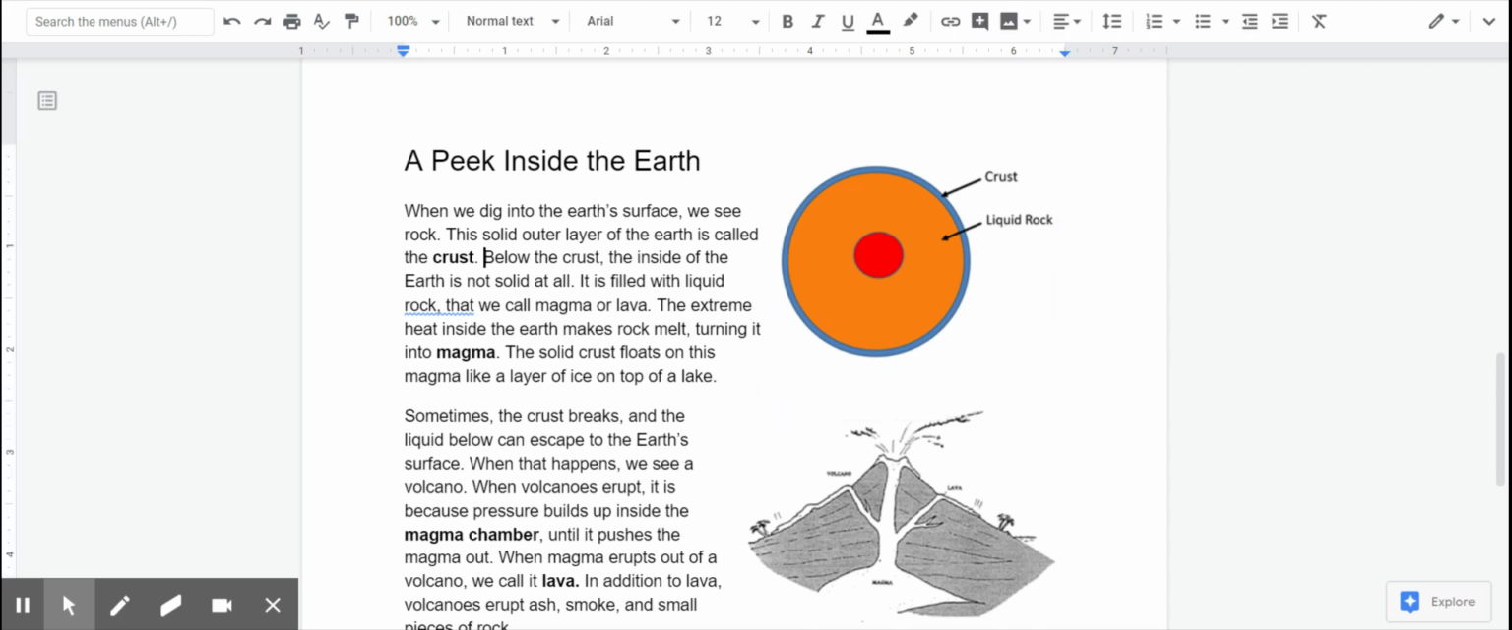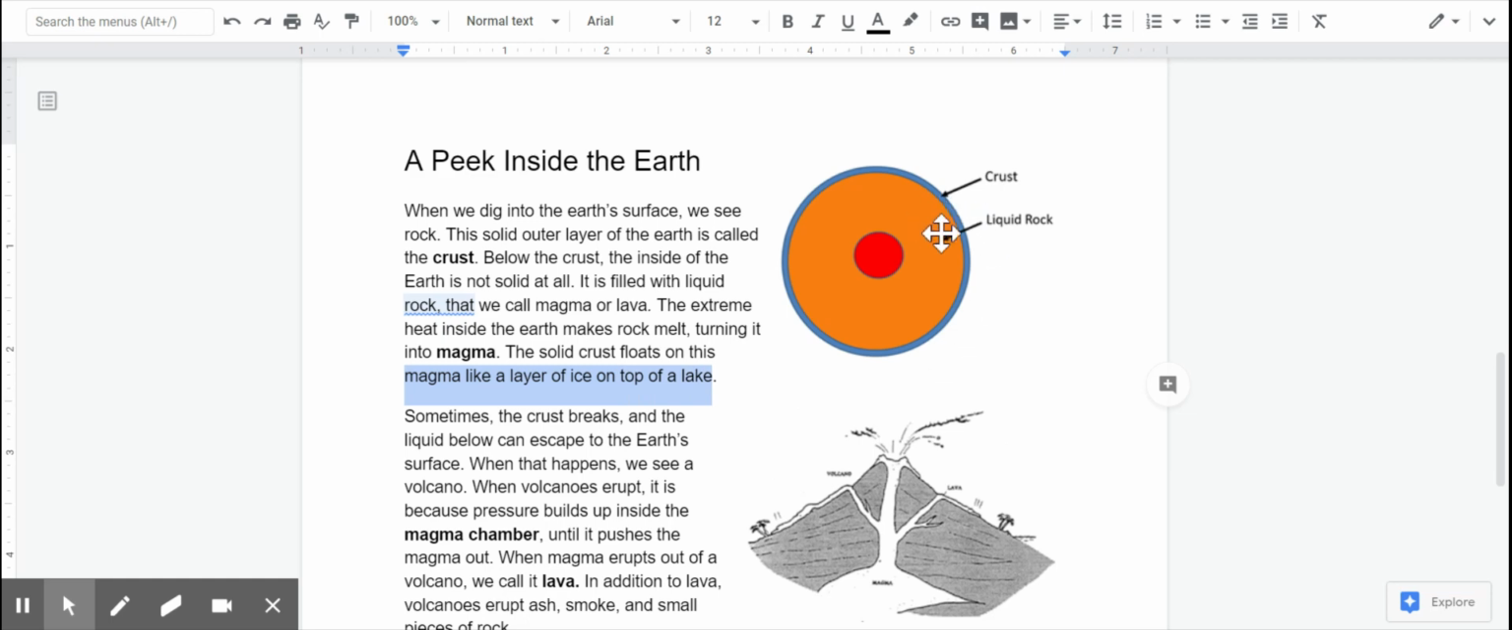Here we go. Below the crust, so if I kept digging, the inside of the earth is not solid at all. It is filled with liquid rock that we call magma or lava. The extreme heat inside the earth makes rock melt, turning it into magma. The solid crust floats on this magma like a layer of ice on top of a lake.